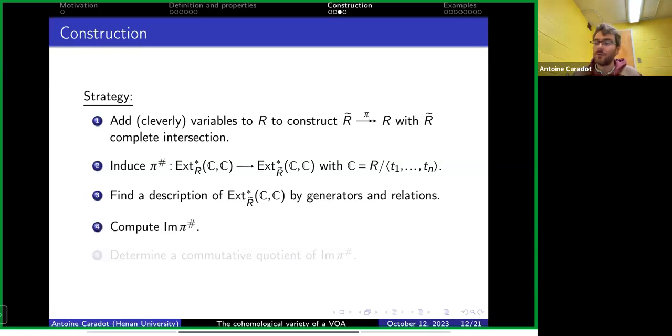From there, because you know how this space works, you can compute the image of this morphism pi sharp. And then with this space, we can try to determine a commutative quotient of this image. Because if you have that, then you will get a surjection from your Yoneda algebra into a commutative algebra. And because it's a surjection, it will tell you that the space you found is a commutative quotient of your Yoneda algebra, which is precisely what we wanted to do to start with, to find some commutative quotient.